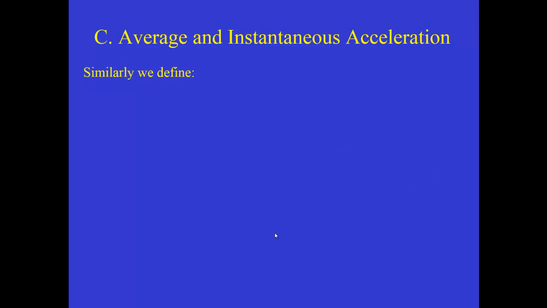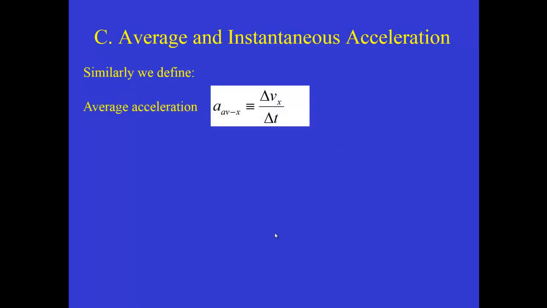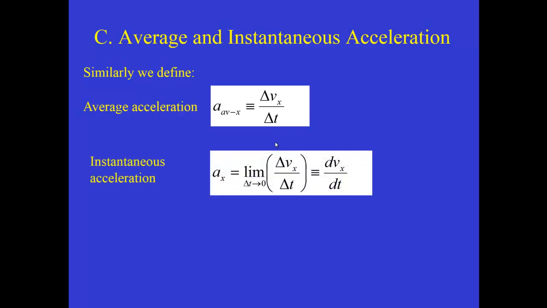Similarly, we can define average and instantaneous acceleration. Along the x direction, the average acceleration is simply the change in the x component of velocity, the velocity along the x direction, divided by the change in time. And we can also define an instantaneous acceleration, which would involve this limiting notation, where we would take the average velocity, and in the limit where the time interval is small, we get the particle or the object's acceleration at that particular instant.